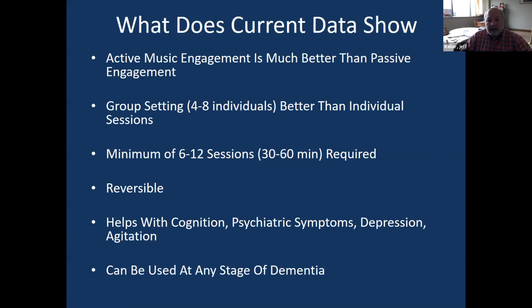But that all said, the data that we have out there suggests that active music engagement is much better than passive engagement. And where I'm going with this is there are hundreds of studies on music therapy in the context of dementia. And even if you take in their weaknesses, there are trends that pop through that appear to inform what an optimal intervention would have. So having people be engaged versus just sitting and listening; group settings of 4 to 8 individuals are better than doing it one-on-one or in groups of 40 or more, for example. There's a minimum of 6 to 12 sessions, 30 to 60 minutes each, that are required to start seeing benefit.